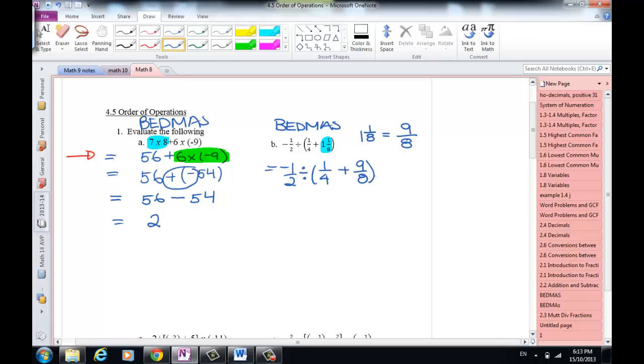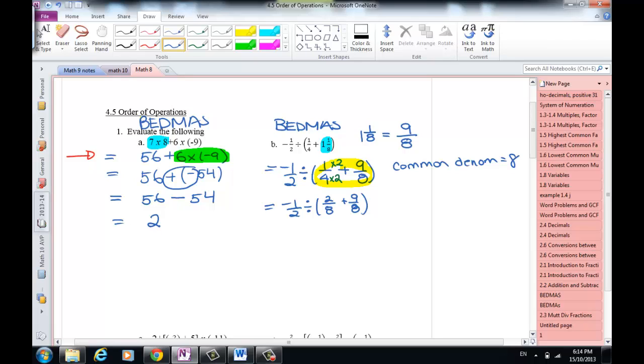Now I go right back to BEDMAS, and again we get to the B and we have brackets, and we have simplification that we can do inside the brackets. I can simplify this. So I need to find a common denominator, and my common denominator here is going to be 8. So that means that I'm going to multiply this one by 2 on the bottom and the top. So if I rewrite this out, I have negative 1/2 divided by 2 over 8 plus 9 over 8.